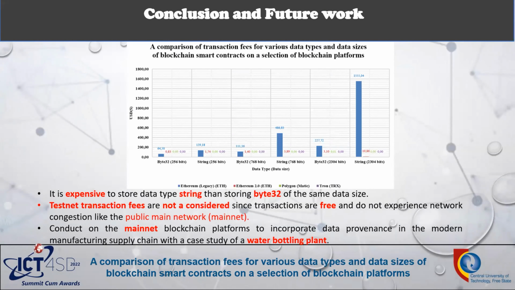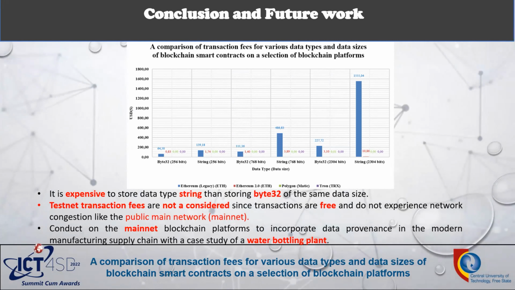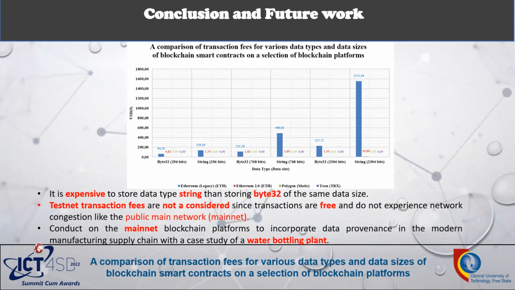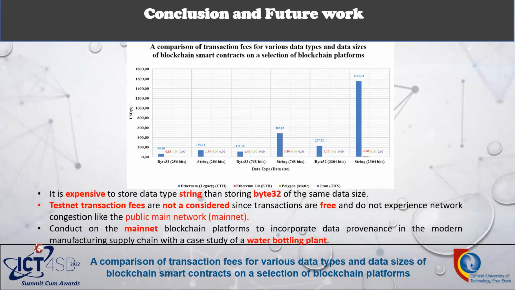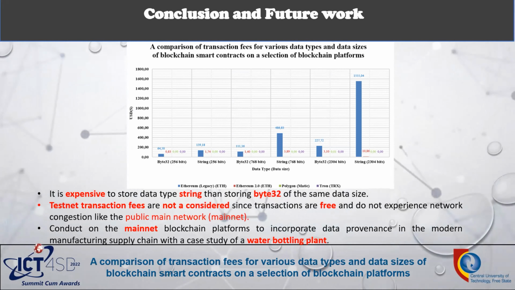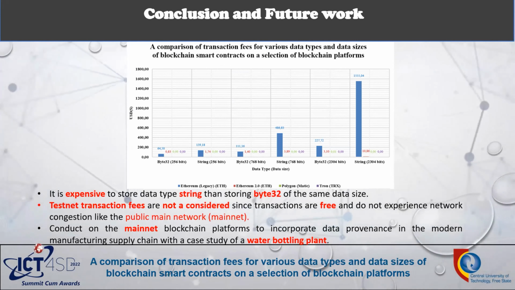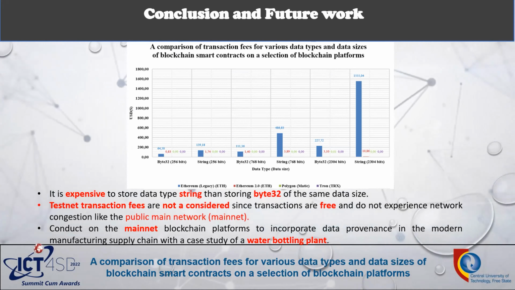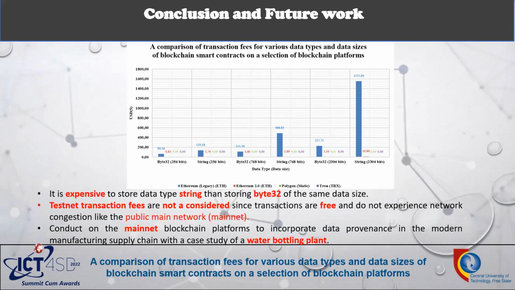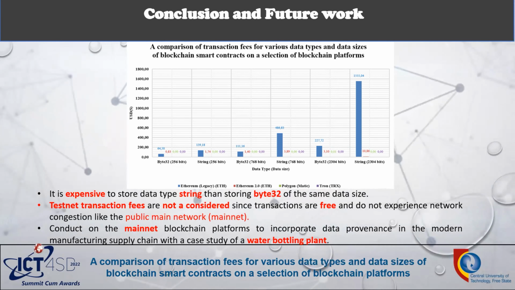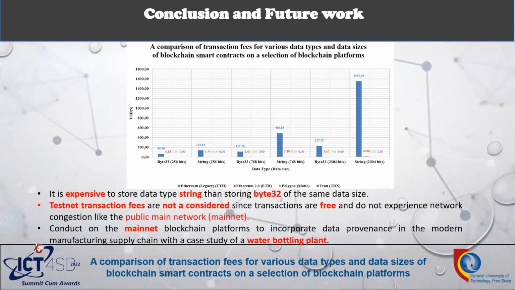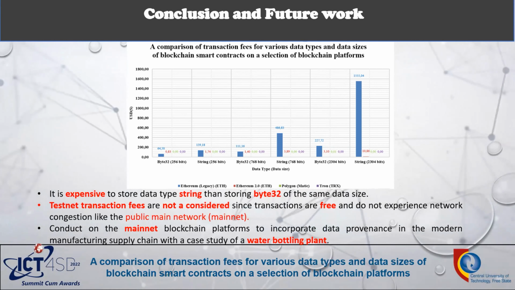In conclusion, key findings indicate that it is more expensive to store data type string than a byte32 of the same data size for incorporating data provenance into blockchain smart contracts. However, the drawback of this research study is that test network transaction fees are not considered, since transactions are free and do not experience network congestion like the public networks. Future experiments are proposed and will be conducted on the main network to incorporate data provenance into a modern manufacturing supply chain, with a case study of a water bottling plant with Central University of Technology. Thank you. Are there any questions?